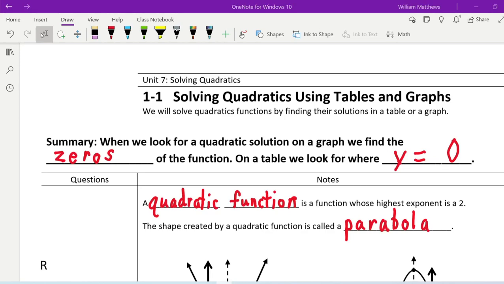Today we'll be solving quadratics using tables and graphs. We will solve quadratic functions by finding their solutions in a table or graph by figuring out where the zeros of the function are. When we're looking at a table, that means that we're trying to figure out when our y value is 0.